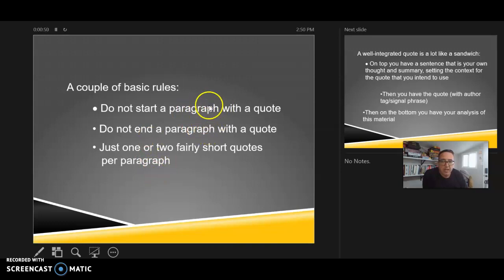When you begin or end a paragraph with a quote, it makes it hard to introduce the quote. It makes it hard to analyze the quote. And if you quote too much in your paragraph, then you're just cutting and pasting someone else's words into your own writing, and you can't do any analysis.